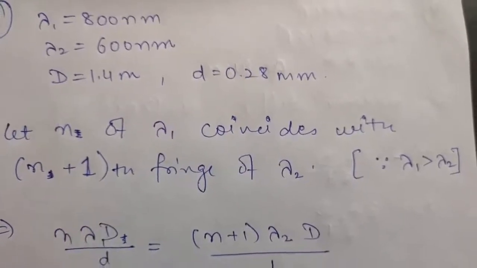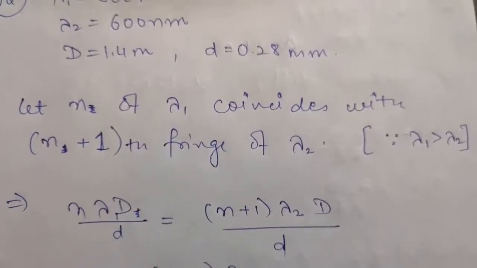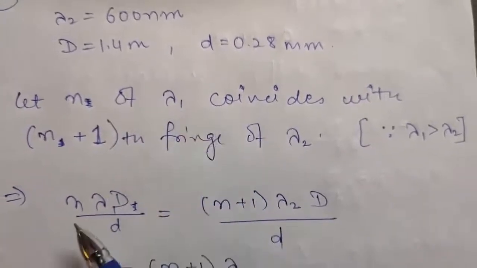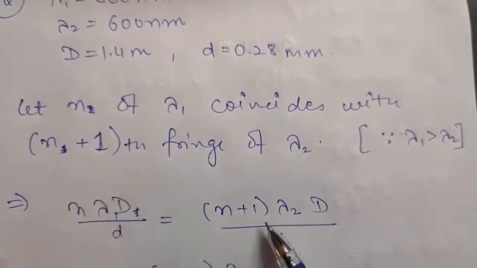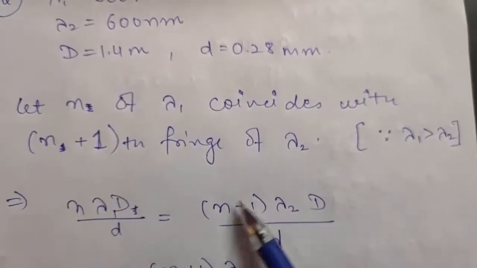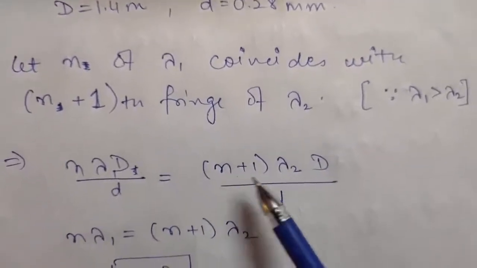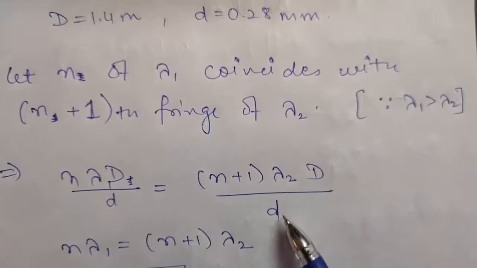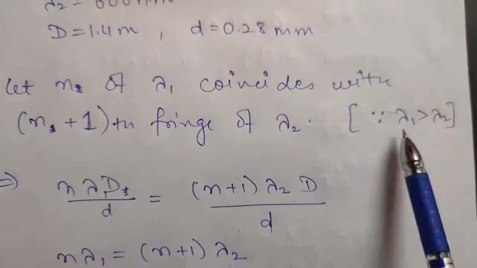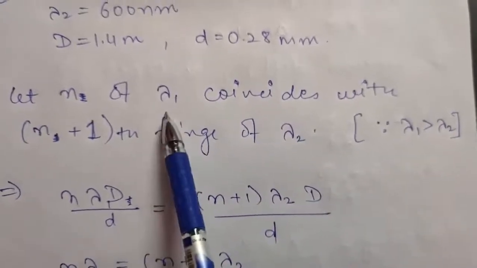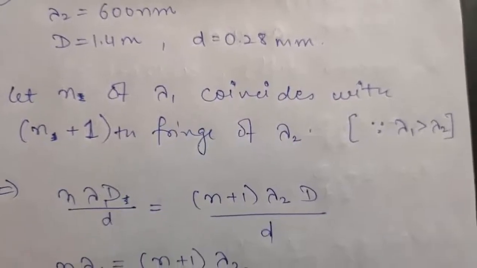Now if that is a bright fringe due to these two, then you can easily use the formula. For lambda 1 that will be n lambda 1 D by d, and for lambda 2 that will be (n plus 1) lambda 2 D by d. The formula is the same, only because the (n plus 1)th fringe is there, we are using (n plus 1) lambda 2 D by d. And always remember, if lambda 1 is greater than lambda 2, then for lambda 1 choose the nth bright fringe, and for lambda 2 choose the (n plus 1)th bright fringe.